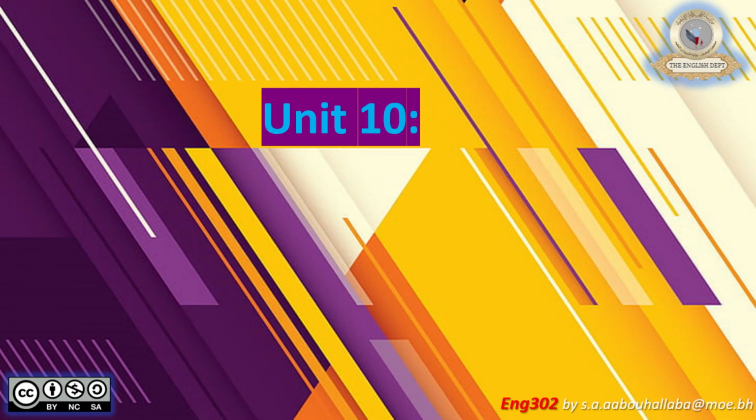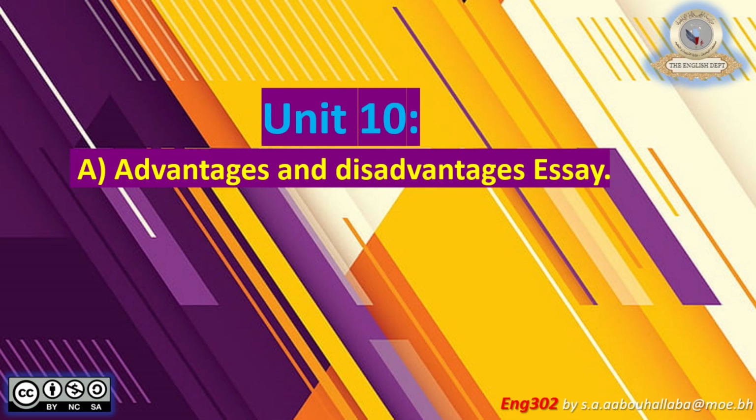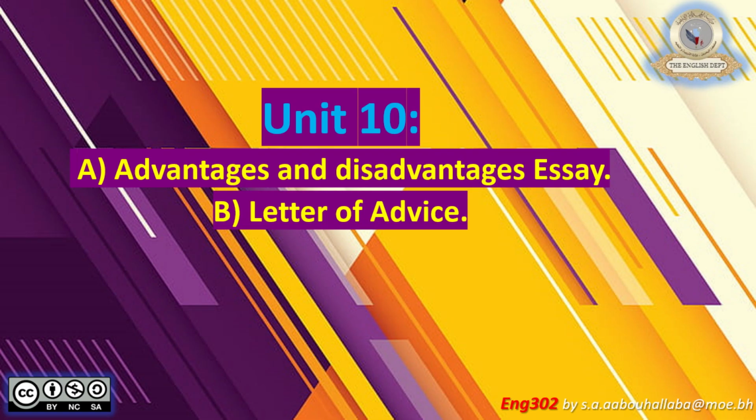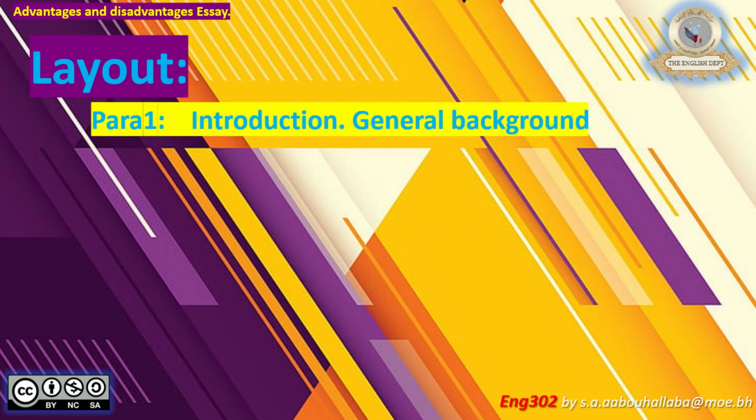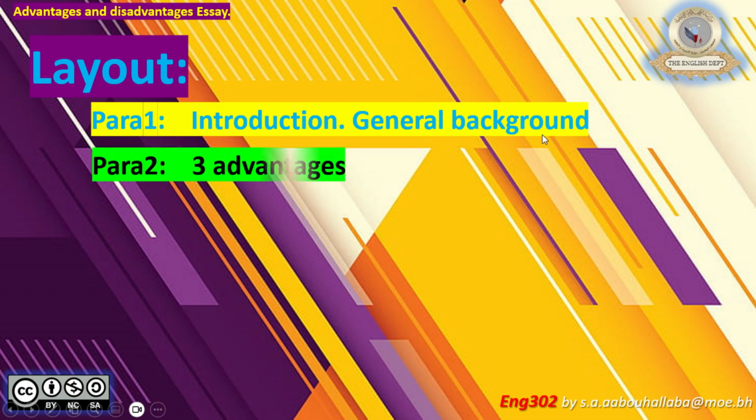Well, now let's look carefully, let's look closely at the writing tasks. We start with Unit 10, and here we are going to look at the layout of the advantages and disadvantages essay. Gentlemen, we need to write more than one paragraph. In paragraph 1, you will need to write an introduction where you will give general background about the topic you're writing about.